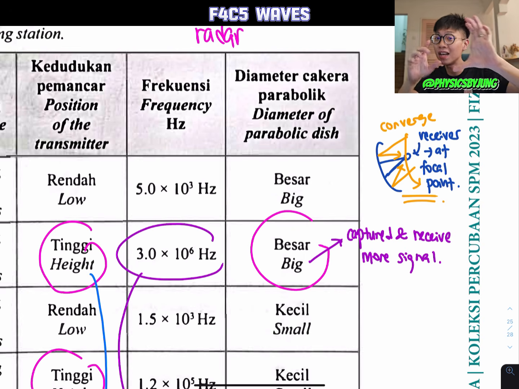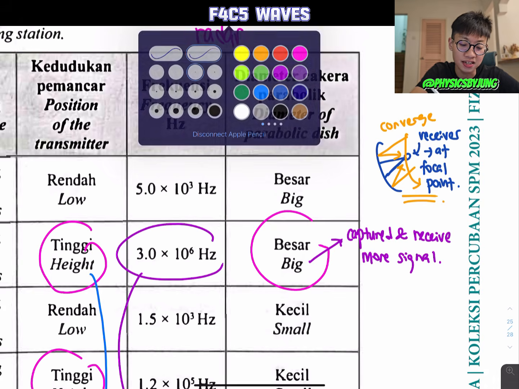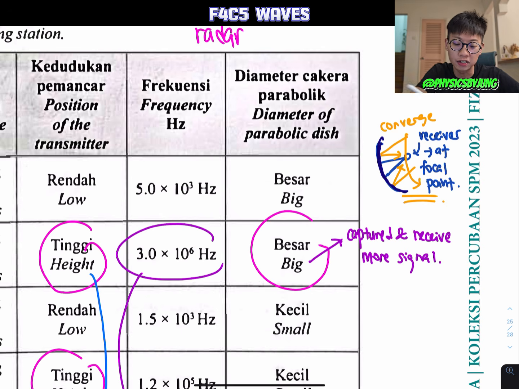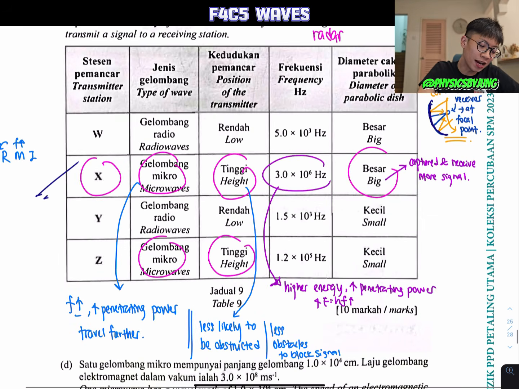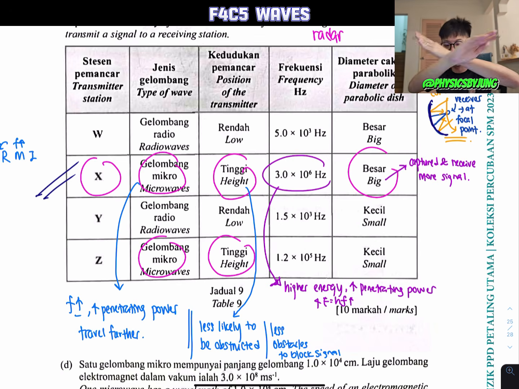Where should the receiver be? At the focal point of the concave parabolic dish. Okay, we don't say this is a curve. We call this a concave parabolic dish because it's curved inwards, concave shape. So therefore, my answer in this situation is I will pick X as my answer.